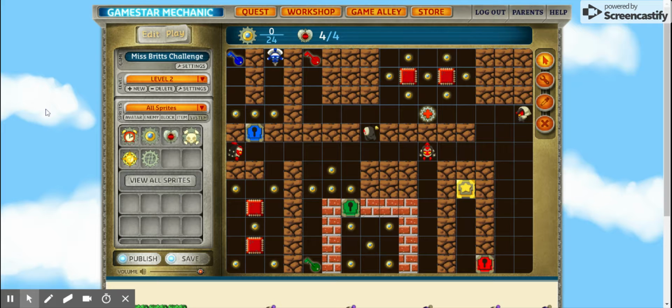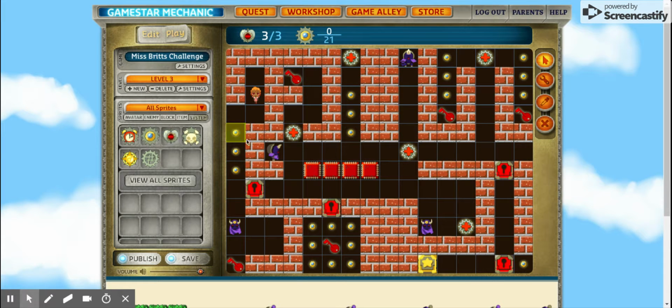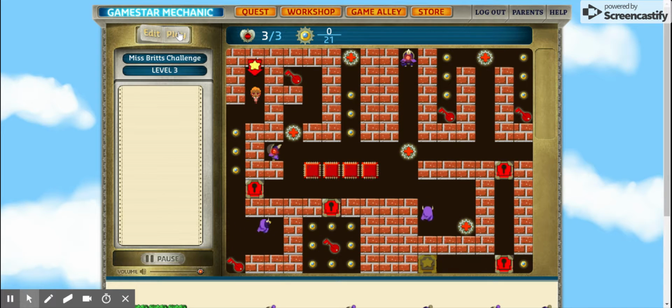I'm going to go on and show you the 3rd level. This is the hardest of the 3. I went through and had to add a couple extra healths in for myself because I was struggling to win.